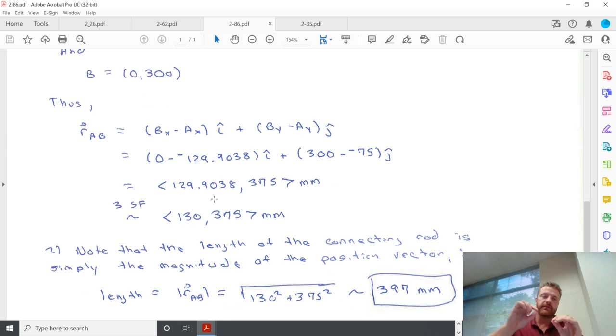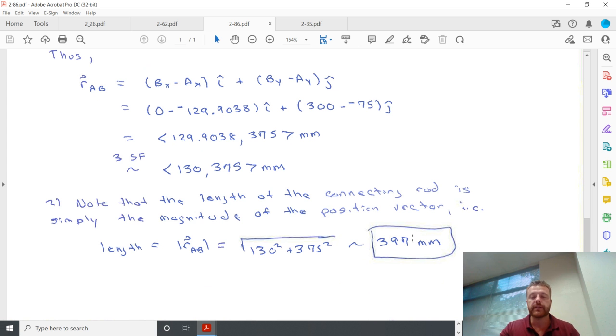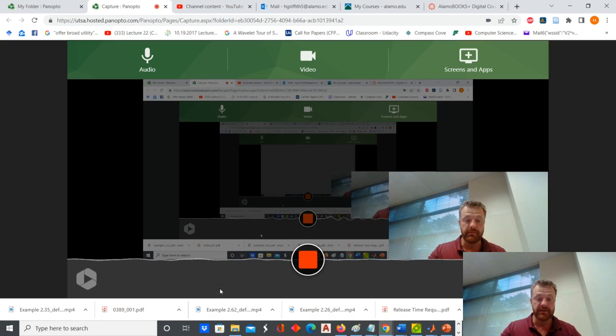So if this is the position vector that goes from A to B, if there were a rod aligned on that position vector, I could determine the length of the rod by simply finding the magnitude of that position vector. And for all vectors, if I want to find their magnitude, I use Pythagorean theorem. I take the square root of the sum of the individual components squared. And if you do that, rounded to 3 sig figs, you will get 397 millimeters. So this is the position vector in Cartesian form. And this is the length of that rod, since the rod actually lies along the position vector.